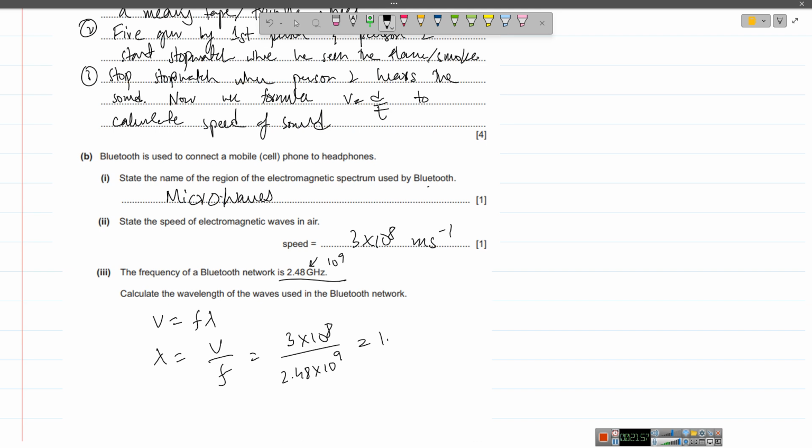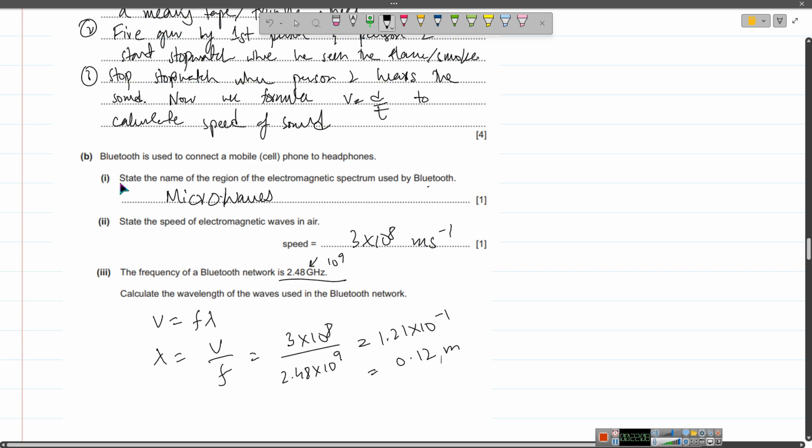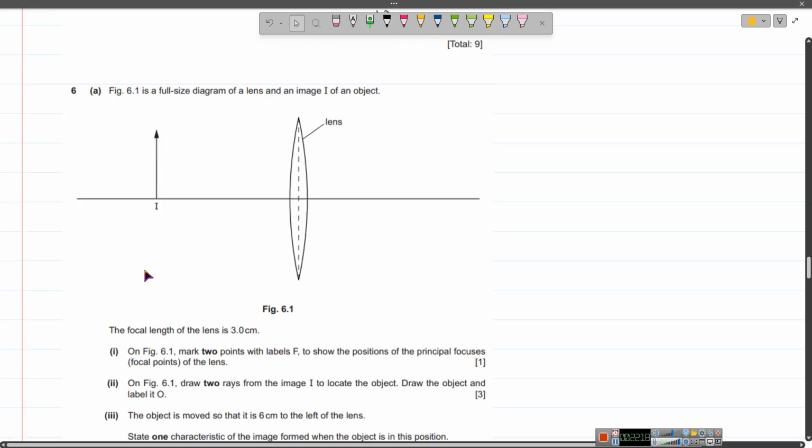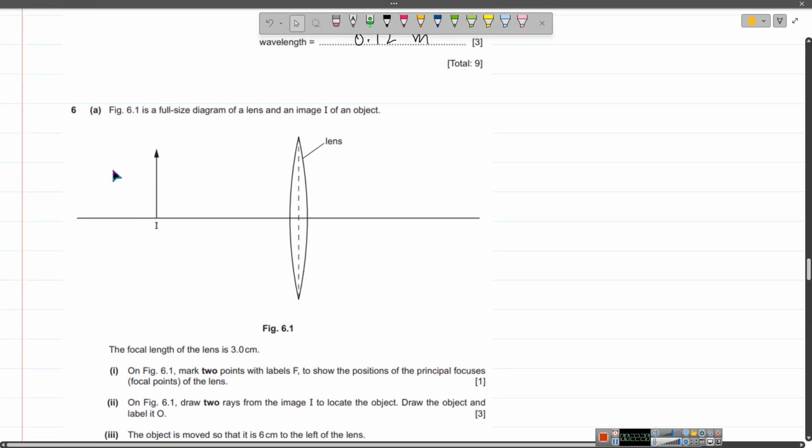So 1.21 into 10 power minus 1, right? And you can write it as 0.12 meters, right? Or 12 centimeters, right? We have it, so 0.12 meters. Keep in mind, I'm still giving two significant figure answers required by your examiners in IGCSE, right?